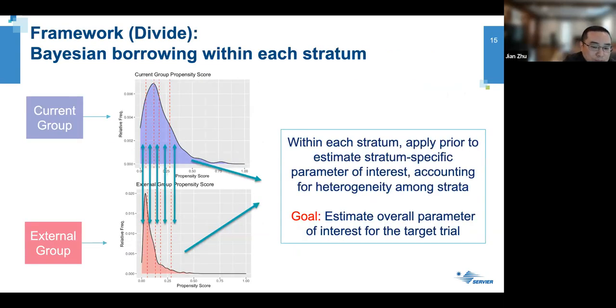Within each stratum, we can then apply the prior to estimate the stratum-specific parameter of interest, still accounting for maybe what we can call the residual heterogeneity among the strata. I want to remind us that the goal is to estimate the overall parameter of interest, be it response rate or the average treatment effect size for the target trial. Once the external group is matched to the current trial, ultimately it will all be used to improve the estimation of the trial arm parameter of interest.